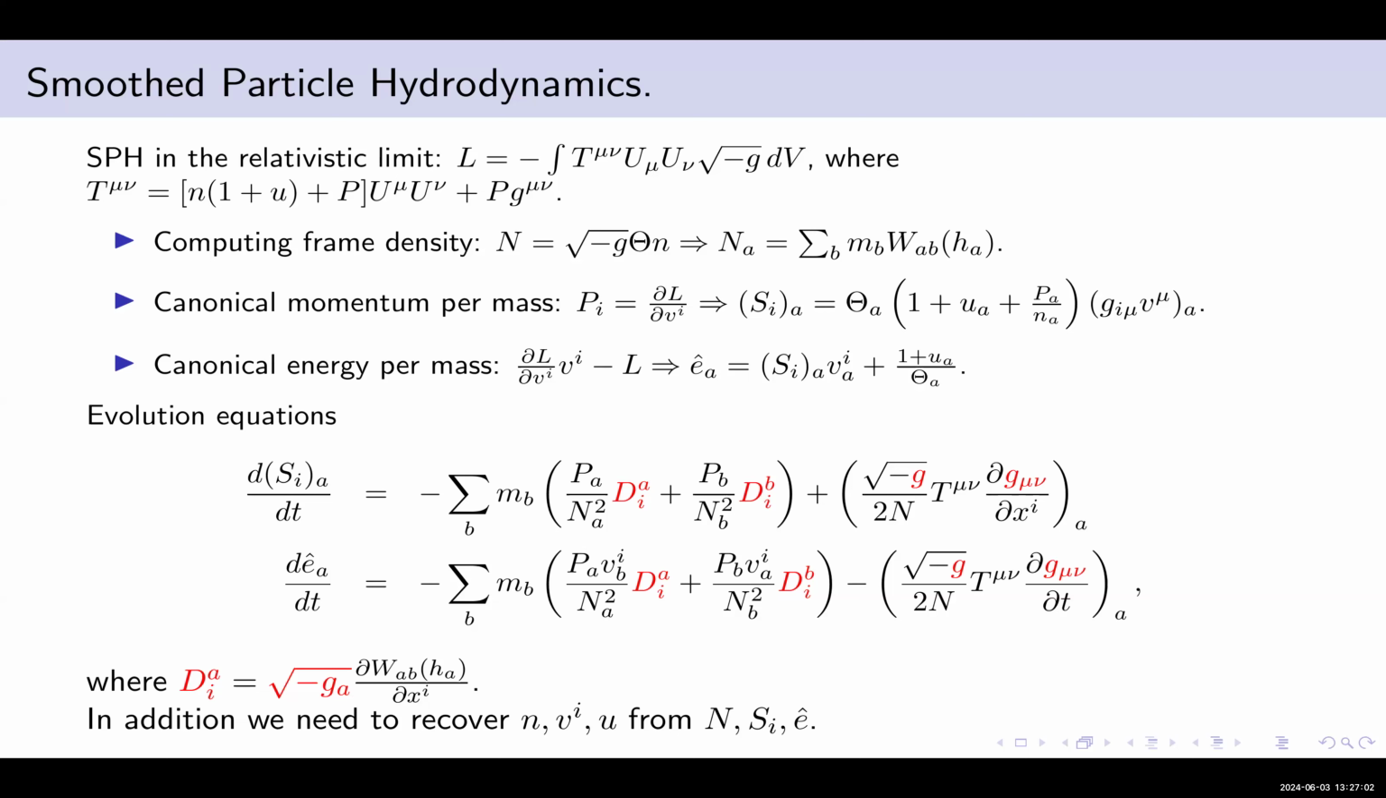What you end up with are equations that look exactly the same as the Newtonian case, except that these D_i here, which used to be just the gradient of the kernel, now have terms involving the metric. And then you get additional terms at the end that again depend on the metric, which essentially take into account the gravitational acceleration.